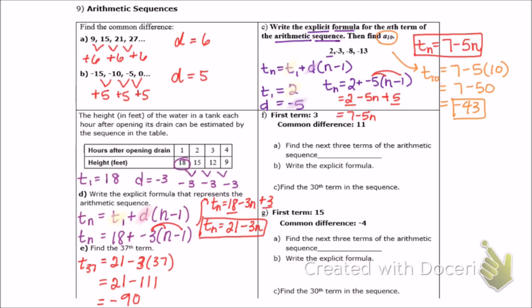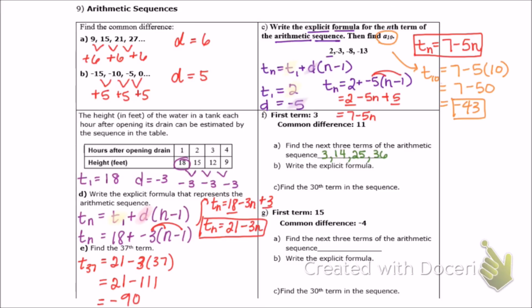Okay, on F, we have a first term of 3 and a common difference of 11. So in part A, it says to find the next 3 terms of the arithmetic sequence. So I'm going to start by actually writing our first term that was given to us, which was 3. And then from there, I'm going to find the next 3 terms. So if I just keep adding 11 to that, 3 plus 11 is 14. 14 plus 11 is 25. And 25 plus 11 is 36. So there's our next 3 terms, 14, 25, and 36.